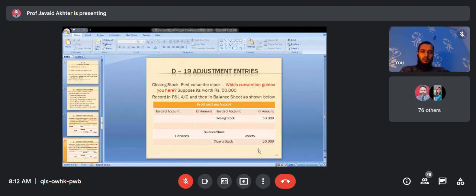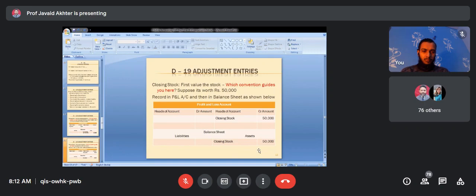Second adjustment entry, closing stock. So how is closing stock recorded? First of all, it will be valued. Closing stock will be in the form of units, products. In the balance sheet, you don't write products. In the balance sheet, you write values.